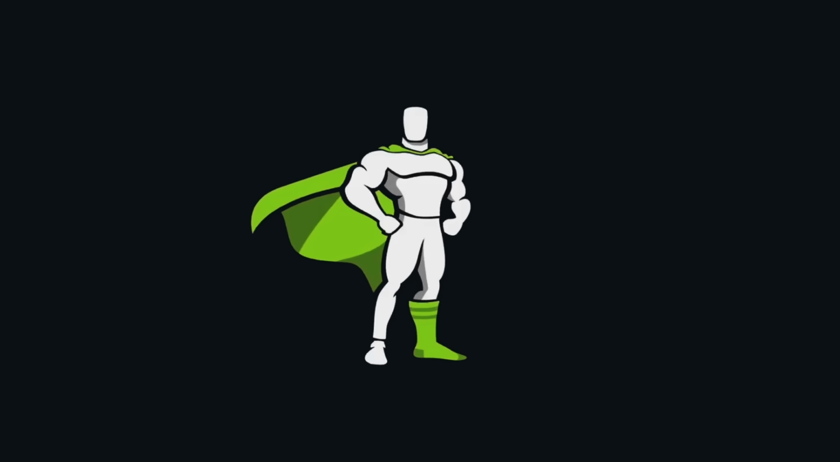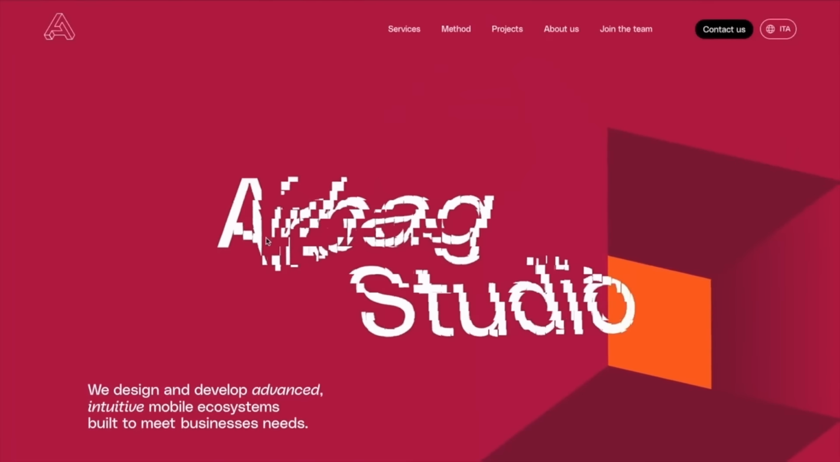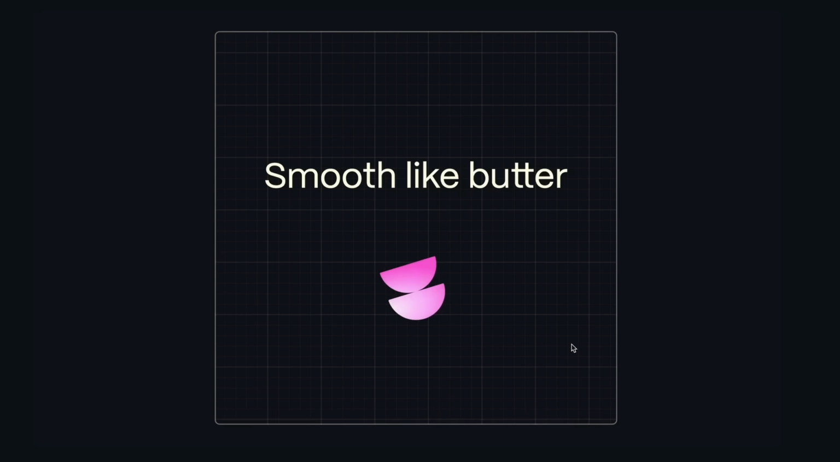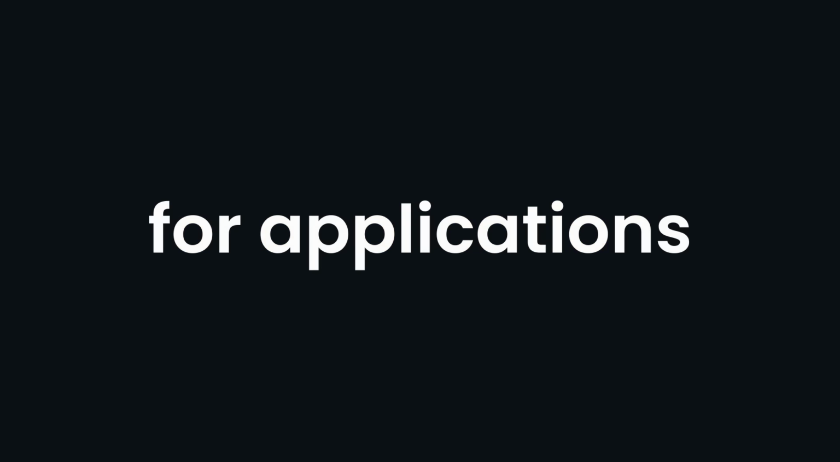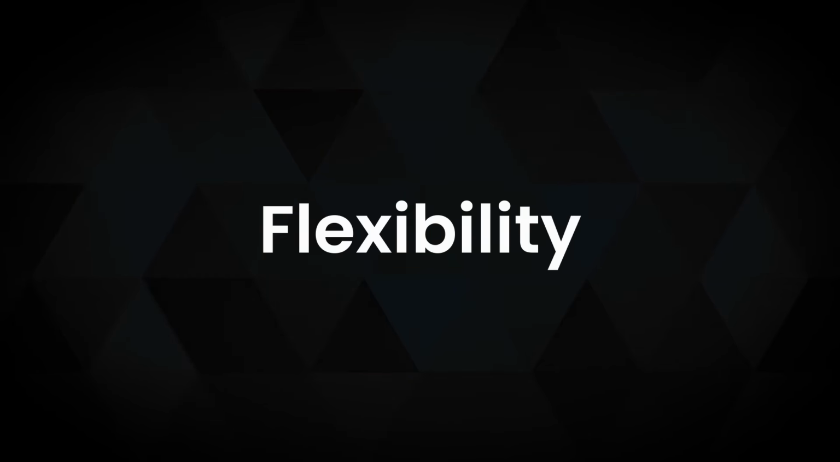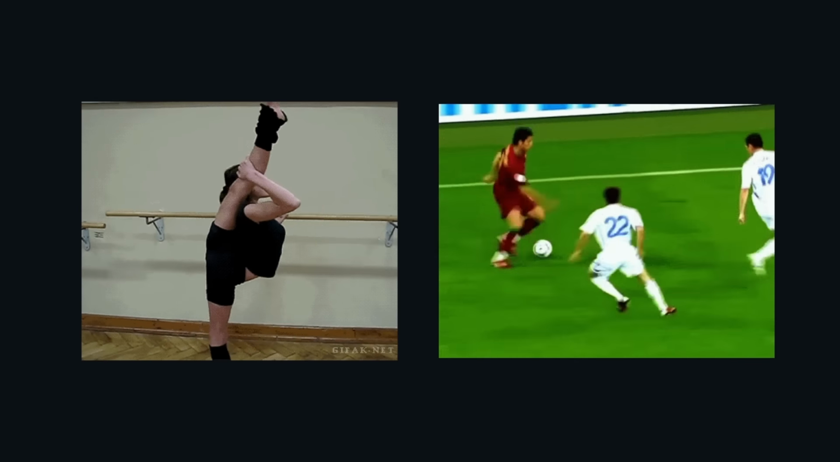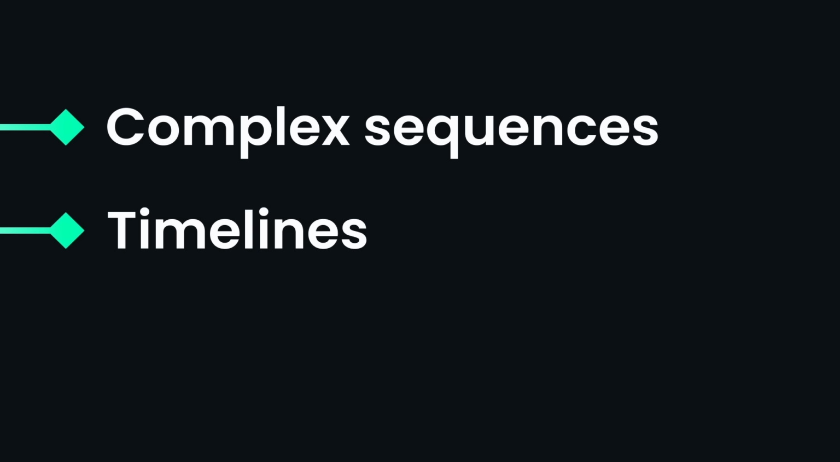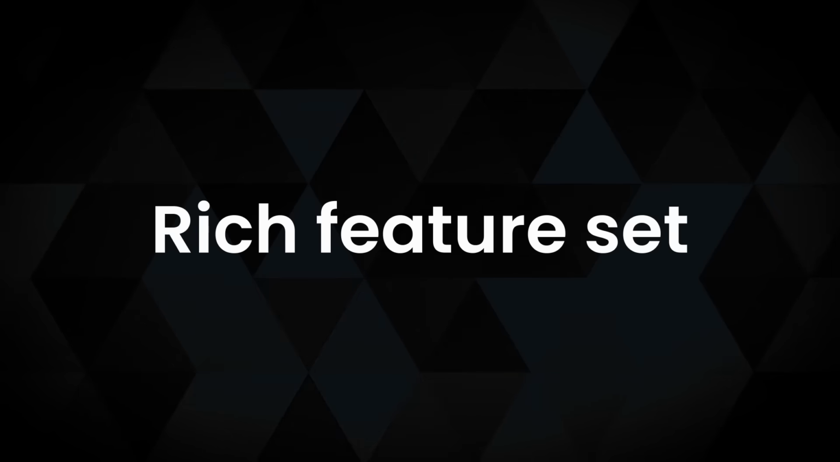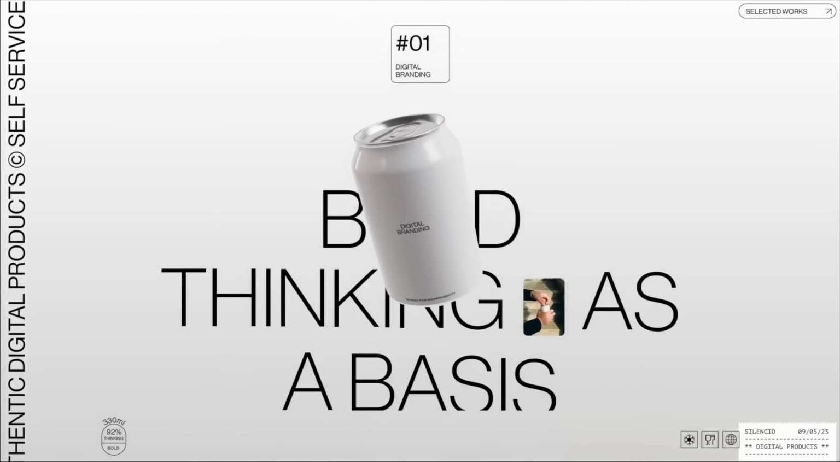GSAP is known for its exceptional performance, even in complex animations. Its optimizations keep the animation smooth, making it the go-to choice for applications in which performance matters. GSAP also offers a high level of flexibility and control over animations, allowing you to create complex sequences, timelines, and effects. GSAP is extensively tested and supported across many browsers and devices, ensuring consistent animations for all users, even on older browsers, and a rich feature set, allowing you to do anything from simple effects to advanced physics-based animations.